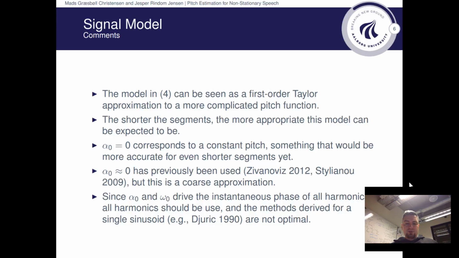Now, in the literature, you can find an approximation that's valid when alpha 0 is approximately equal to 0. But actually, this one turns out to be quite a coarse approximation, and this is because even though alpha 0 might be low, for the L-th harmonic, the chirp rate is actually L times alpha 0. So that one varies much faster, and then the approximation is worse. And a point here is also that since both alpha 0 and omega 0 drive the instantaneous phase of all the harmonics, all harmonics should also be used. And the methods derived for, for example, single sinusoids, for example, Jensen's method, are actually not optimal for this problem.